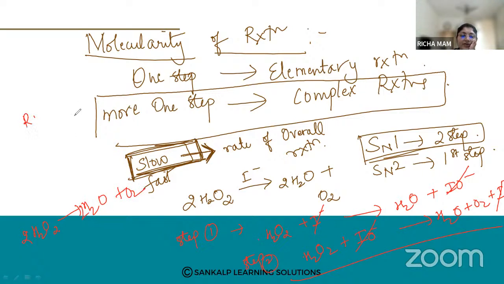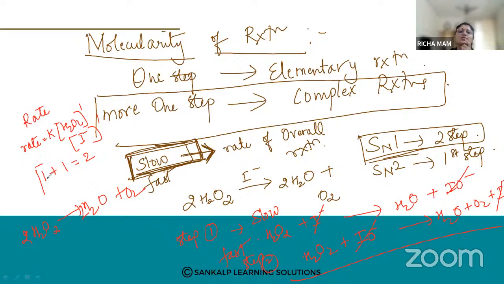Now when we see the rate of the reaction, the rate is determined by the slowest step. Which is the slow step? The first step is the slow step, the second step is the fast step. In the slow step, the rate of the reaction depends on the concentration of the reactant as well as the nucleophile, that is H2O2 as well as I minus. The concentration of each is raised to 1. So the order of reaction is 1 plus 1 equals 2. The order of reaction is determined by the slow step.